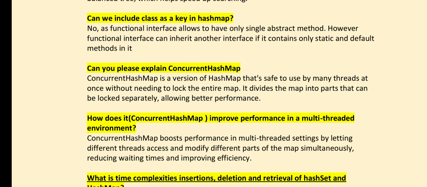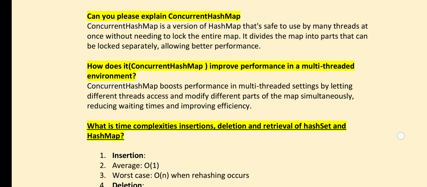How does ConcurrentHashMap improve performance in a multi-threaded environment? ConcurrentHashMap boosts performance in multi-threaded settings by letting different threads access and modify different parts of the map simultaneously, reducing waiting times and improving efficiency.